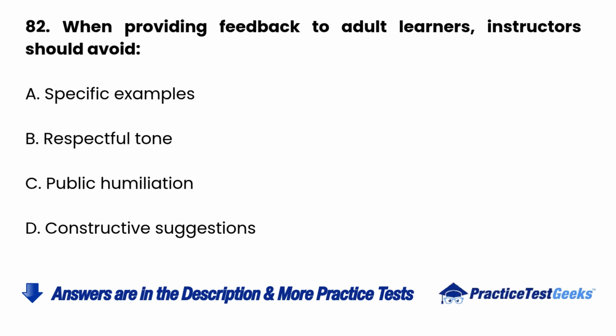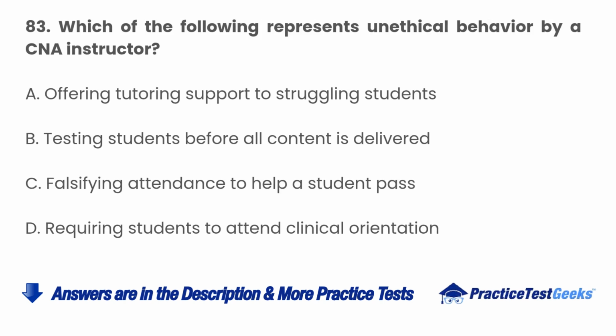82. When providing feedback to adult learners, instructors should avoid A. Specific examples. B. Respectful tone. C. Public humiliation. D. Constructive suggestions.